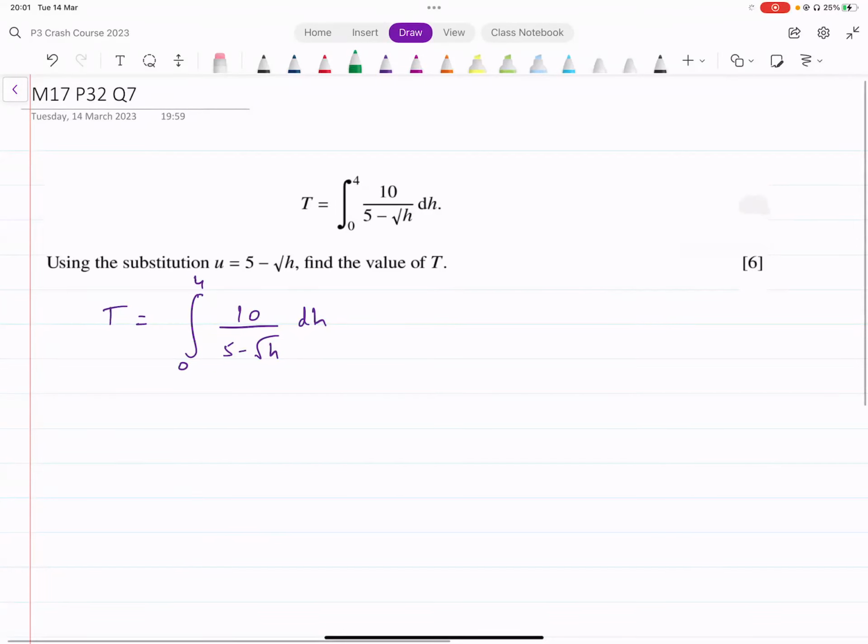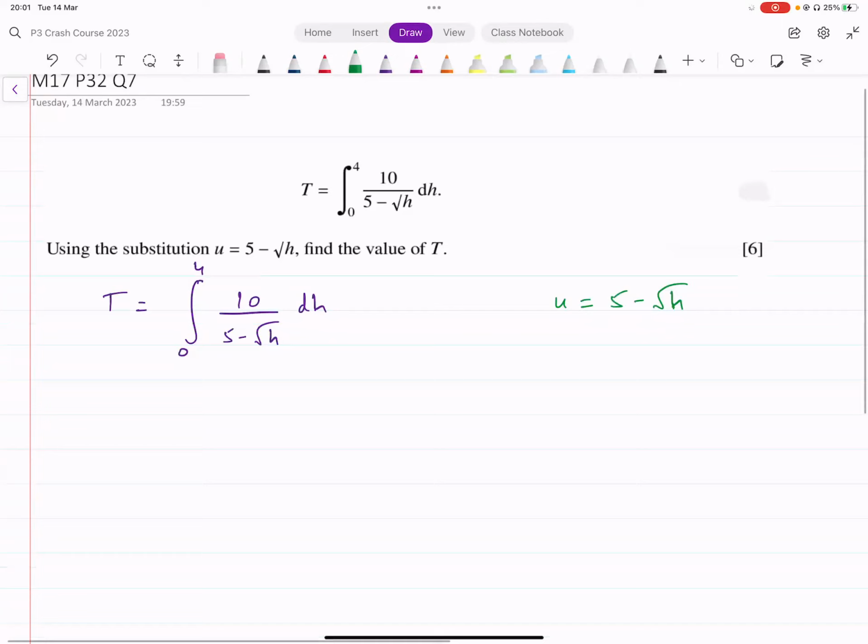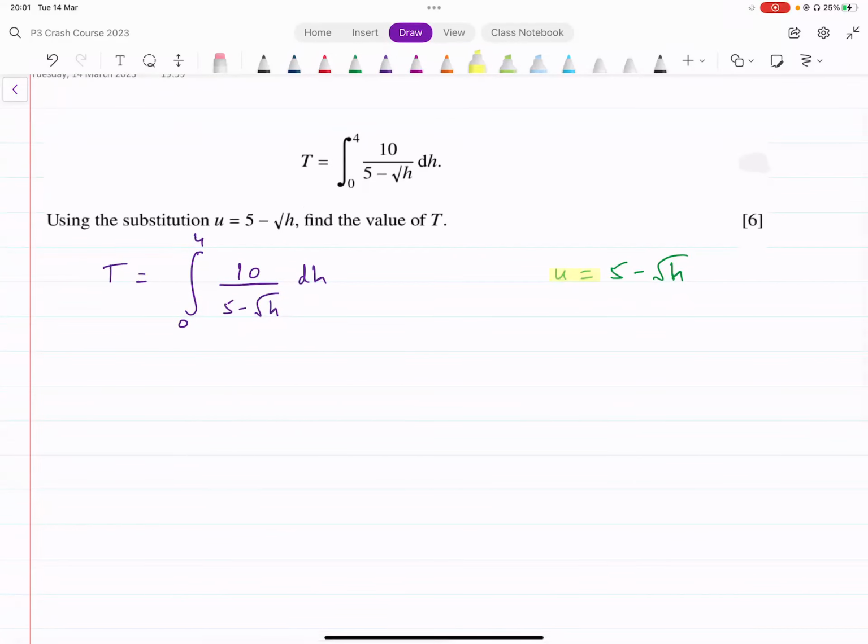The substitution that they've given is u equals 5 minus square root of h. That's the substitution that we have to use. Okay, that means in the denominator here, we could just write u in place of this. So in the denominator, you'll just have u. Now, what about dh? We need to figure out what dh is going to be replaced with. For that, we have to differentiate that thing.